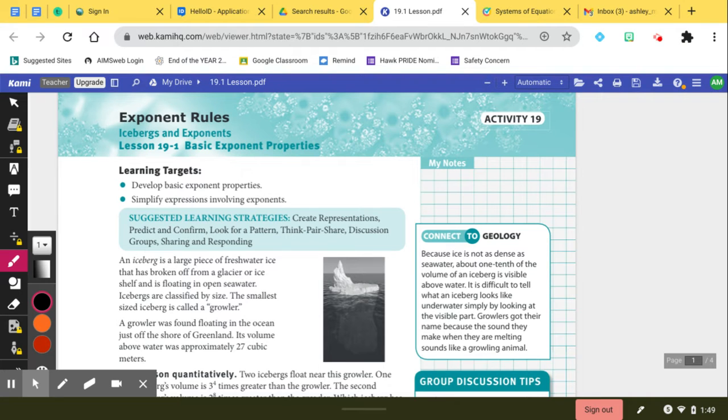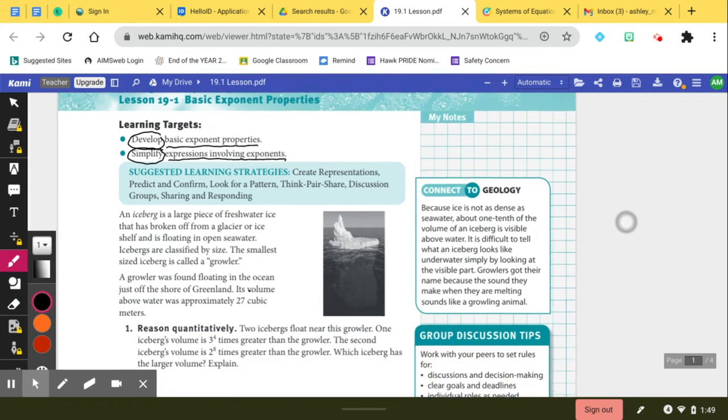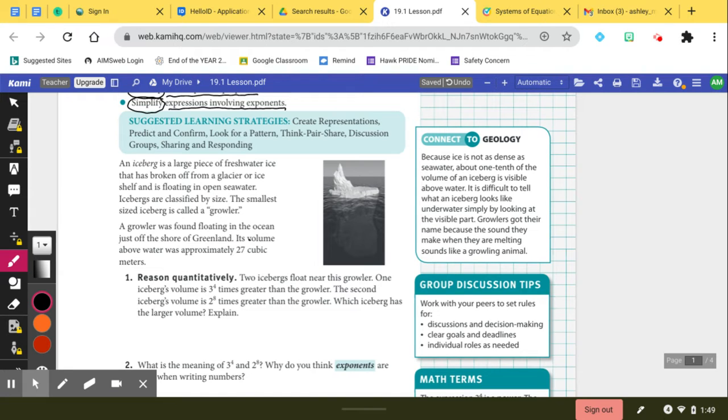All right, here we are starting Unit 4, and I'm starting that unit with learning about different properties of exponents. So we're going to do lesson 19.1 today. Our learning targets are that we are going to be able to develop basic exponent properties, and be able to simplify expressions involving exponents. So we're just going to go through this whole lesson.